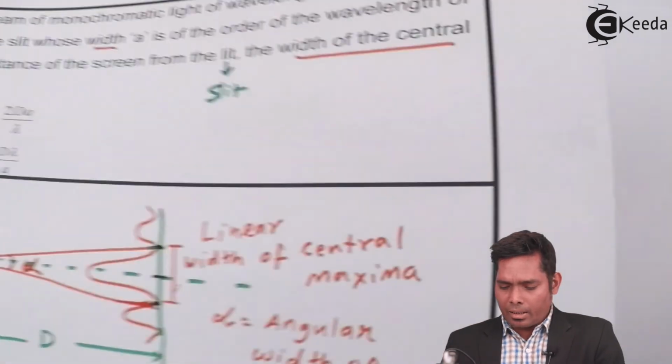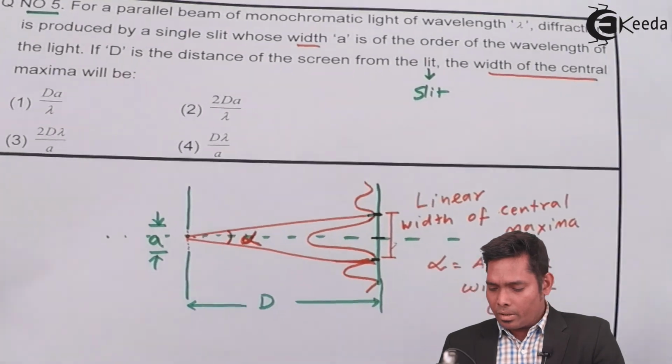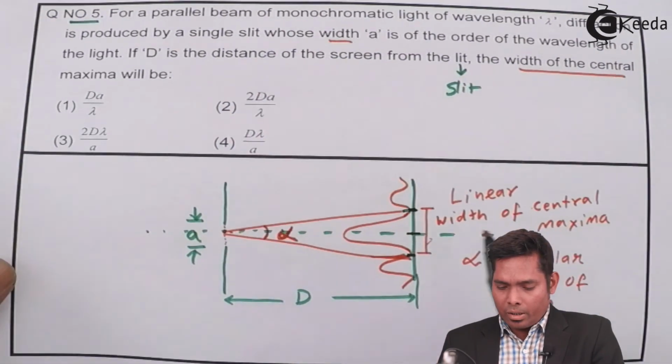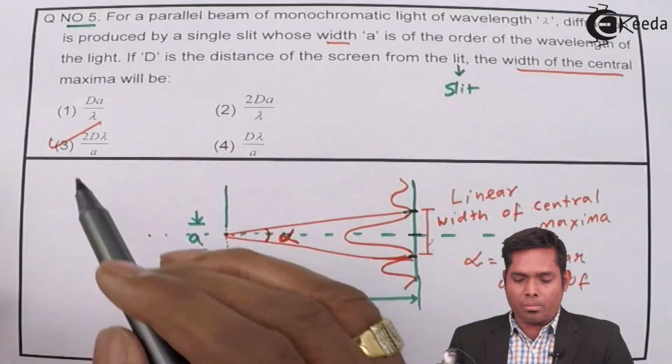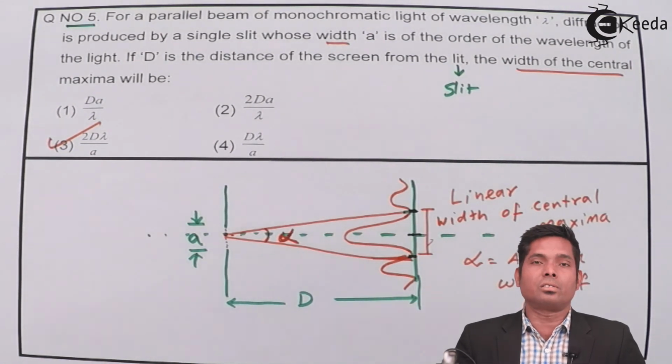Since the linear width is 2 lambda D over A, option number 3 is the correct option, and that is the correct answer to this question. Okay, thank you.